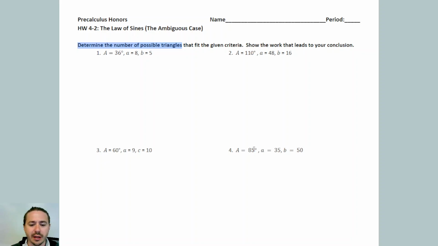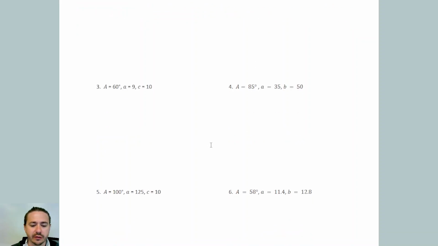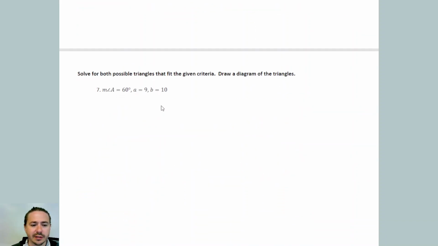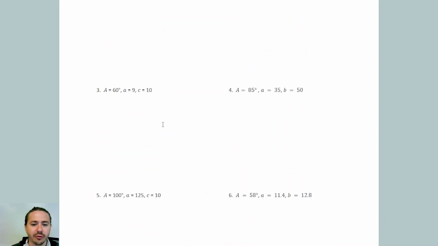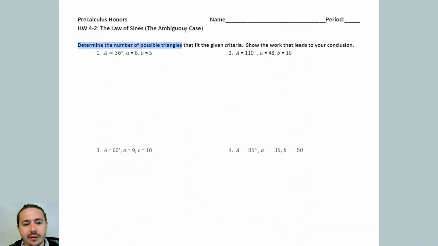So we're going to try to figure out how many there potentially are, but we're not actually going to solve it in this first section. It's not going to be until we get to the second section where we actually solve out the triangles and figure out what the missing sides and angles are. So with number 1, we're just going to figure out whether there are 0, 1, or 2 triangles.